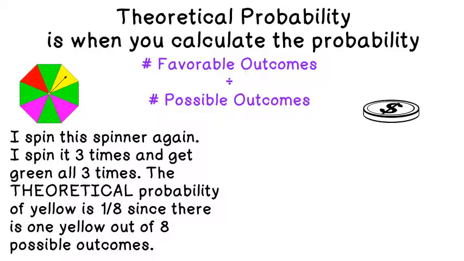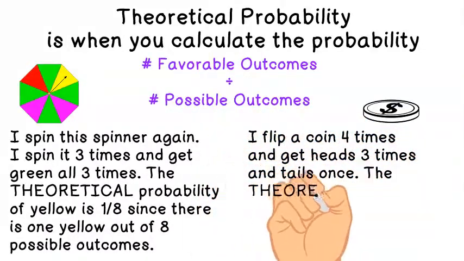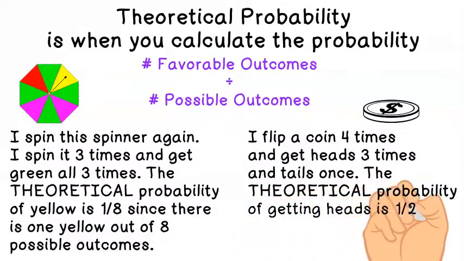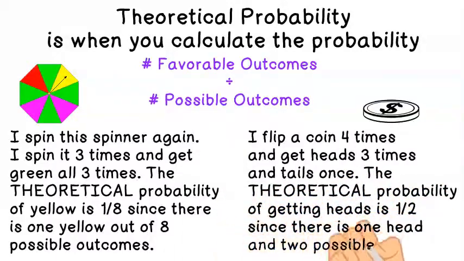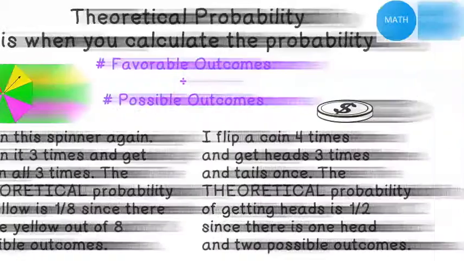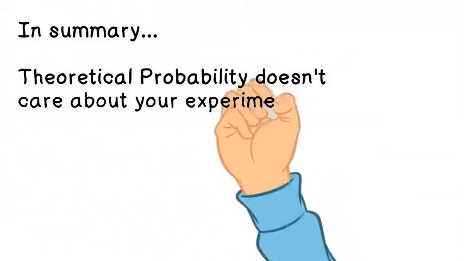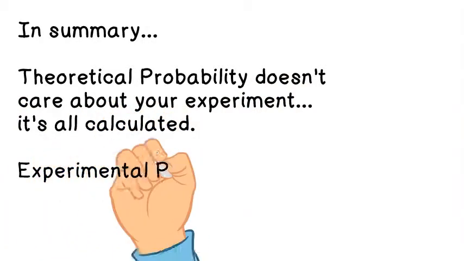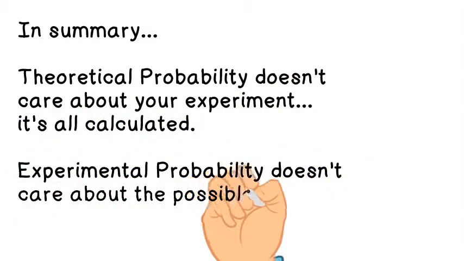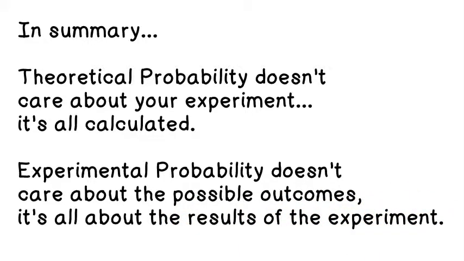Here's another example. If I flip a coin 4 times and get heads 3 times and tails once, the theoretical probability of getting heads is 1/2, since there's 1 head and 2 possible outcomes. In summary, theoretical probability doesn't care about your experiment. It's all calculated. And experimental probability doesn't care about the possible outcomes. It's all about the results of the experiment.